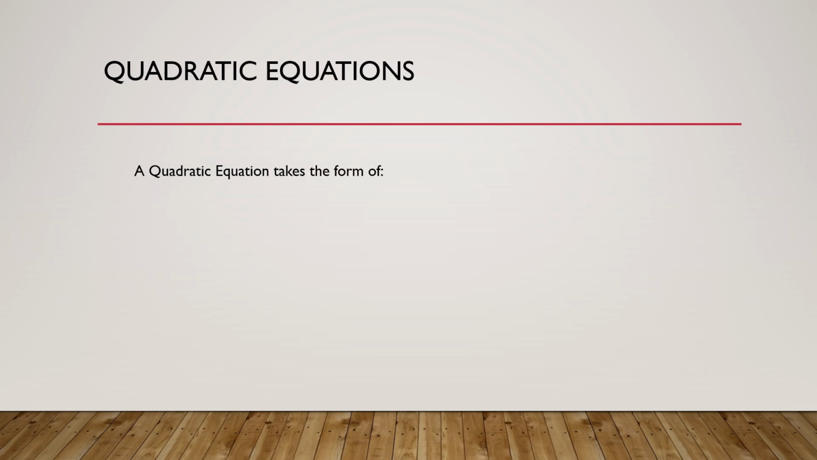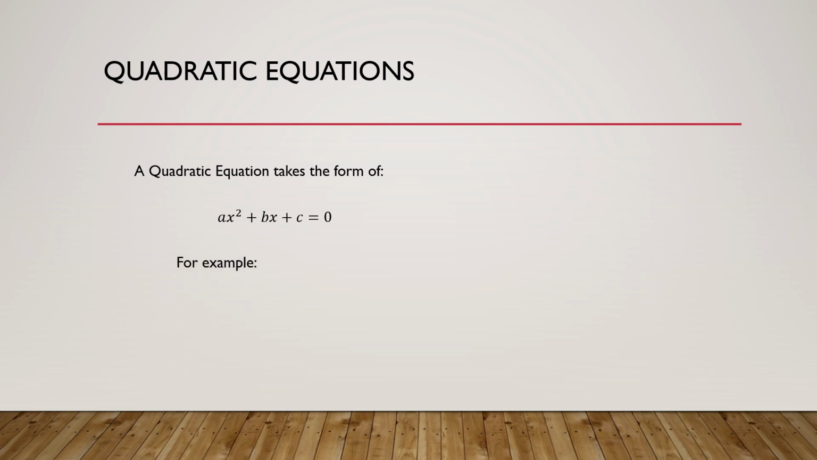In previous lessons, we learned how to solve a quadratic equation that takes the form of ax squared plus bx plus c equals 0, where a, b, and c are real numbers, and a is not equal to 0. Equations like this can be solved for x by factoring, completing the square, or by using the quadratic formula.